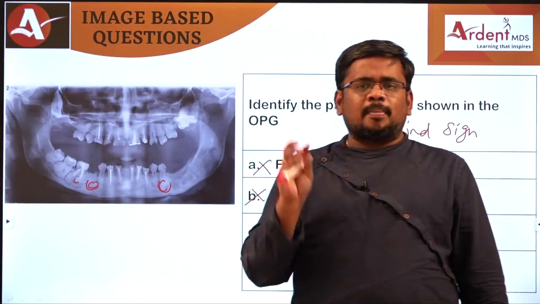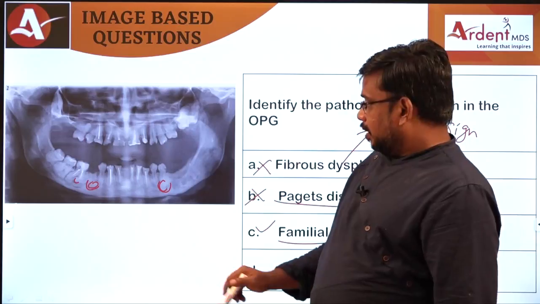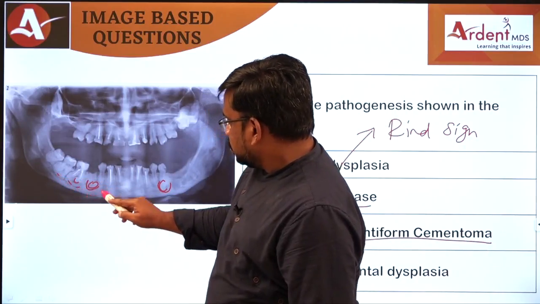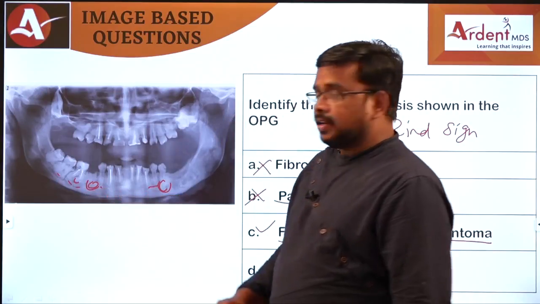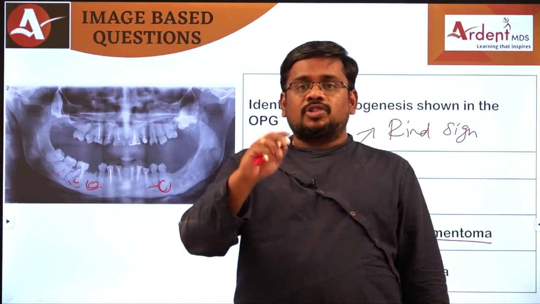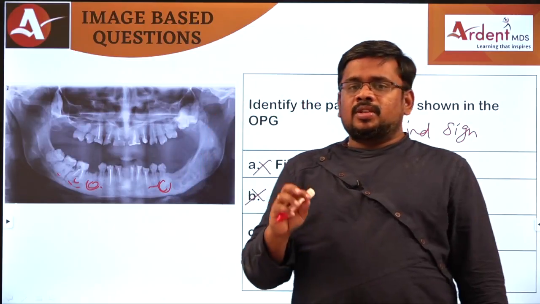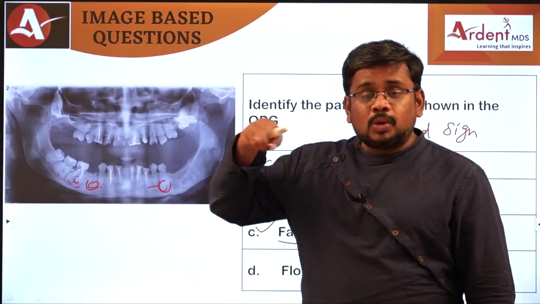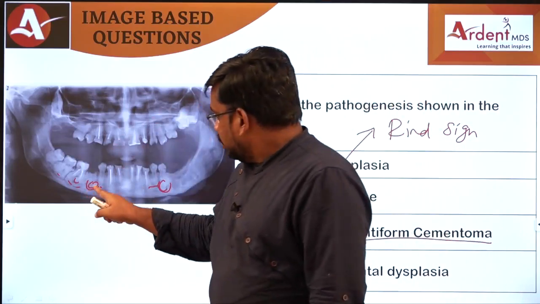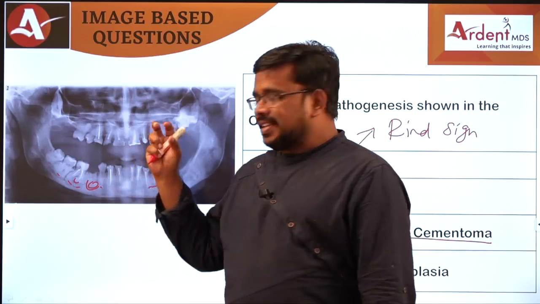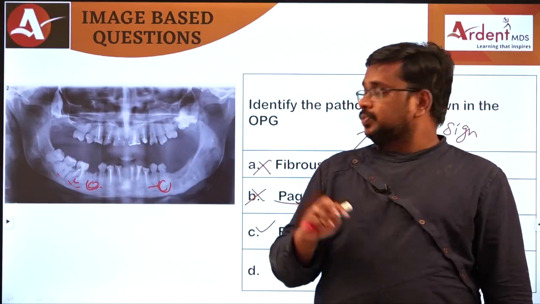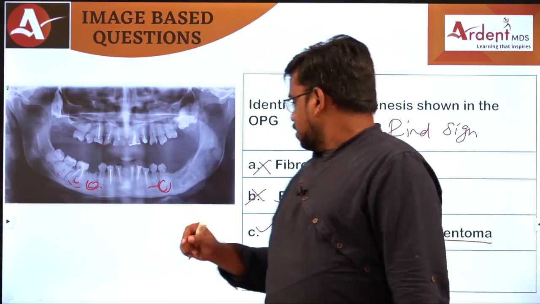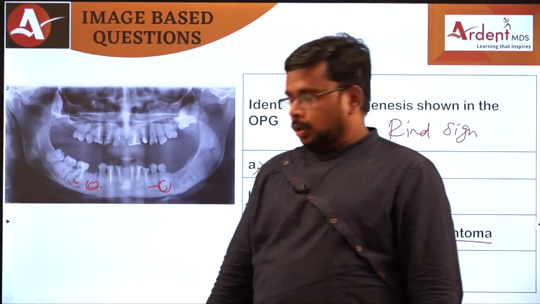Second one, you can see multiple radiolucencies in the periapical region. So the image has multiple radiolucencies in the periapical region, and on maturation these look radio-opaque with radiolucent borders. So this is what the image shows. The masses are radio-opaque with radiolucent borders. So probably this is a lesion of familial gigantiform cementoma.